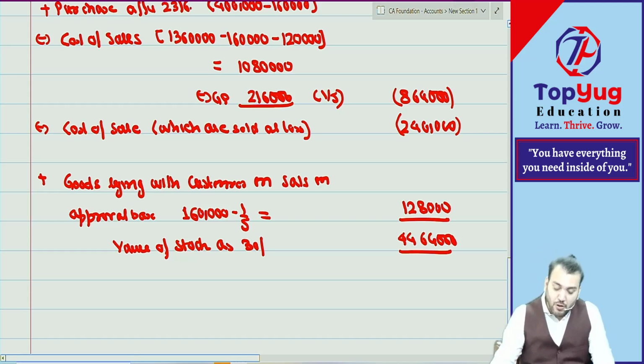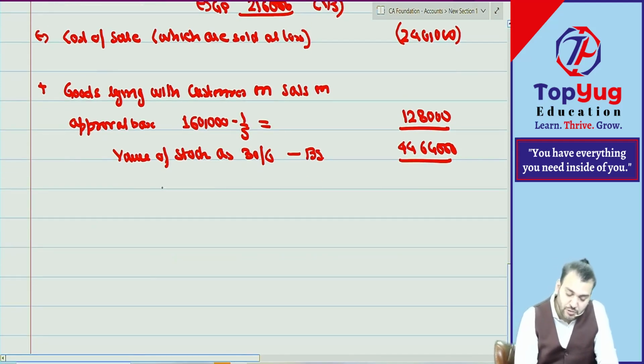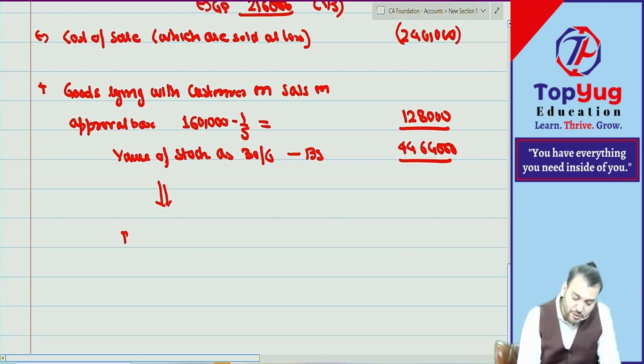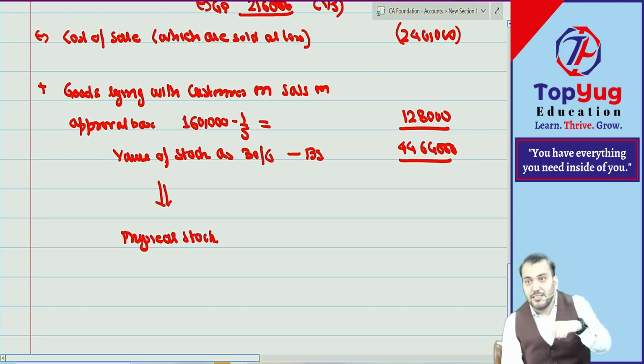This is the value of stock as on 30th June, which will appear in the balance sheet. Suppose in this question they ask for physical stock. So can you give me what will be the answer? Physical stock means what is available in the premises.